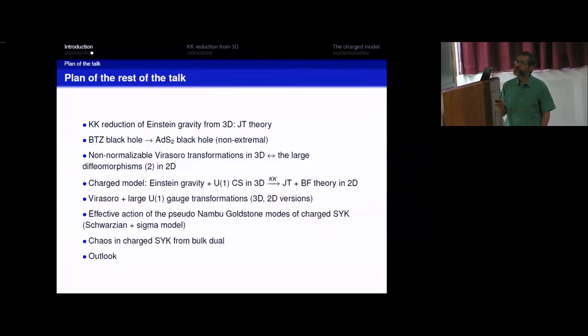They also showed that the Kaluza-Klein reduction of the BTZ black hole gives you an AdS2 black hole. So what we did, of course, is to use this technology and apply it to the SYK context. And so first of all, as I said, I will show you the non-normalizable Virasoro transformations in 3D, which descend to large diffeomorphisms in 2D of the kind that I have already mentioned.